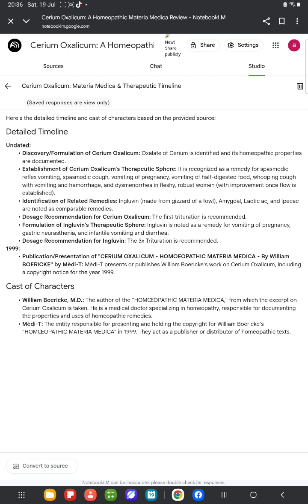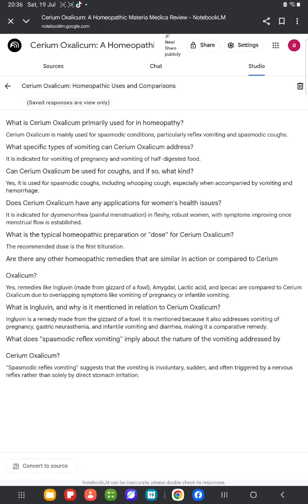Now, for anyone maybe less familiar, a Materia Medica is basically like a big encyclopedia, right? Listing out remedies, what they do, when to use them. Exactly, a comprehensive guide. And our mission today is to unpack Cerium Oxalicum. What is it? What was it used for? How did it stack up against other things back then? Okay, let's get into it.